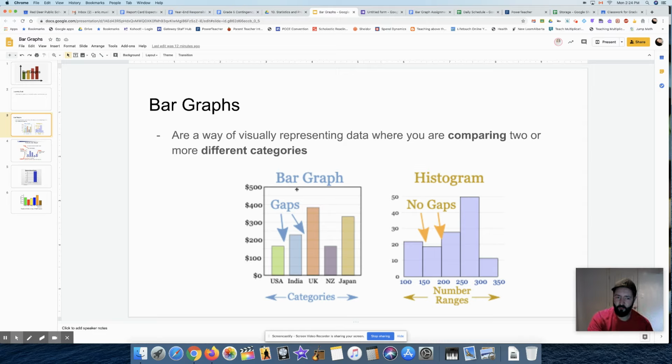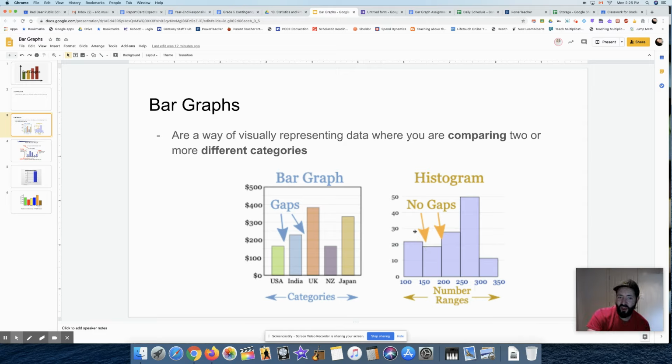So first of all, you'll notice a bar graph has gaps or spaces between the bars on the actual graph. You can see here that there's a green bar and a blue bar, and there is some space between those bars. Whereas in a histogram, there will be no gaps between the bars.